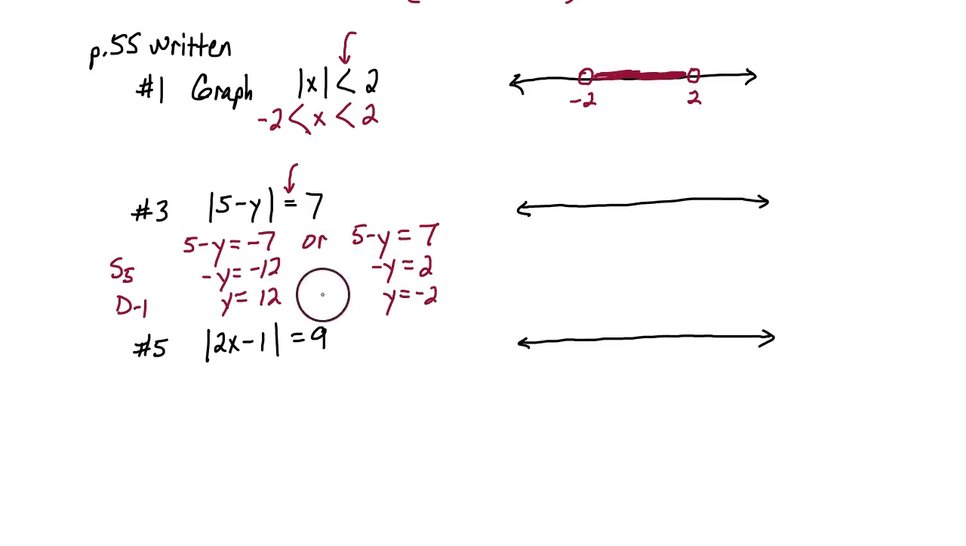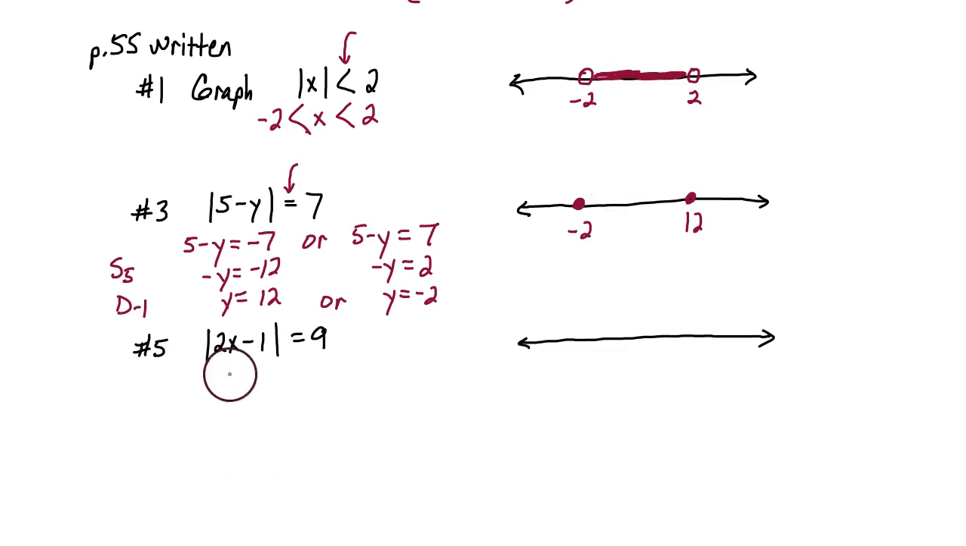Remember, it's the word or connecting these two statements. So write the word or down. Now we can graph it. Y equals 12 is a dot on the number 12. Y equals -2 is a dot on the number -2.